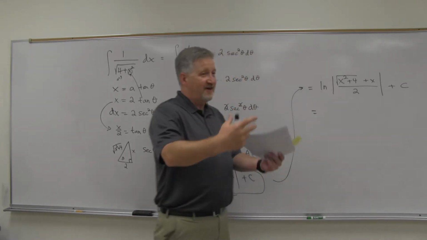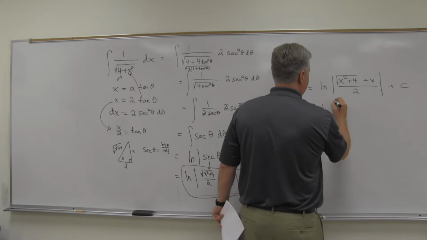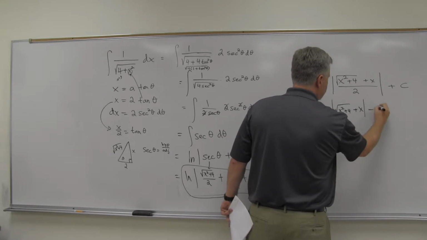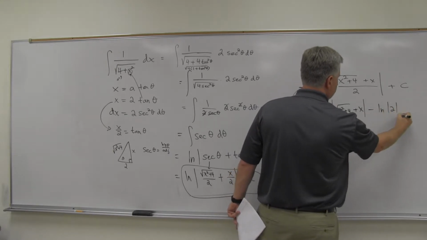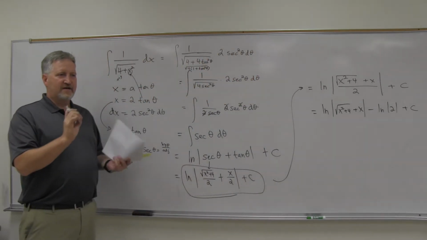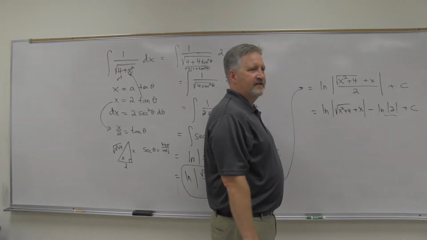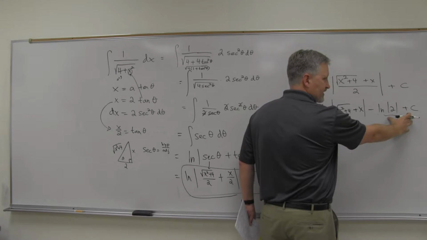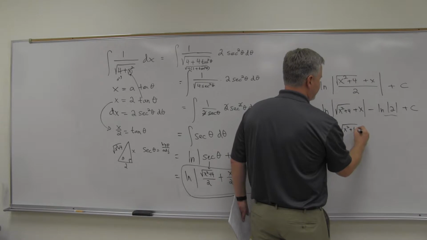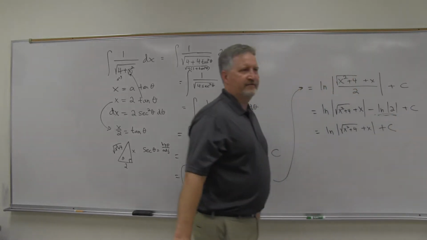By properties of logarithms, can I write that as ln of the absolute value of x squared plus 4 plus x, minus ln of the absolute value of 2? And the reason I show you this is because this cuts it down, because isn't this just a constant? So I can just swallow it up with the constant here. This answer, they would probably list as this, because this is just a constant, so just combine it with that constant.